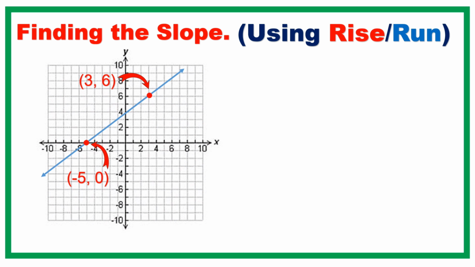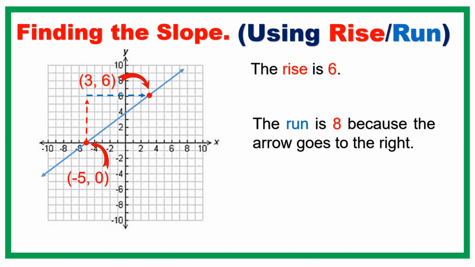How are we going to answer this? Easy. Let's just count the rise. Come on. 1, 2, 3, 4, 5, 6. The rise is 6. And let's count the run. 1, 2, 3, 4, 5, 6, 7, 8. The run is +8 because the arrow goes to the right. Our slope, 6/8. Final answer, if we simplify it, 3/4. Just like that. You got it.